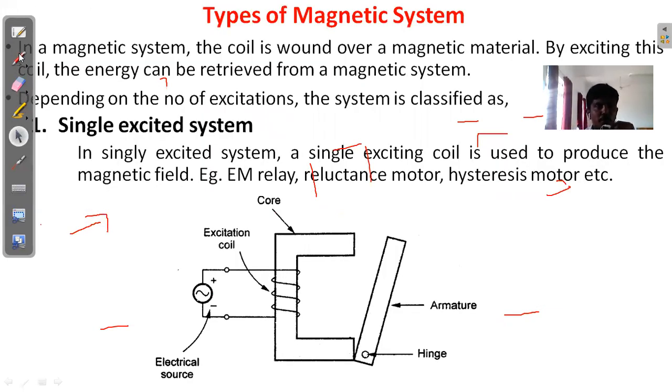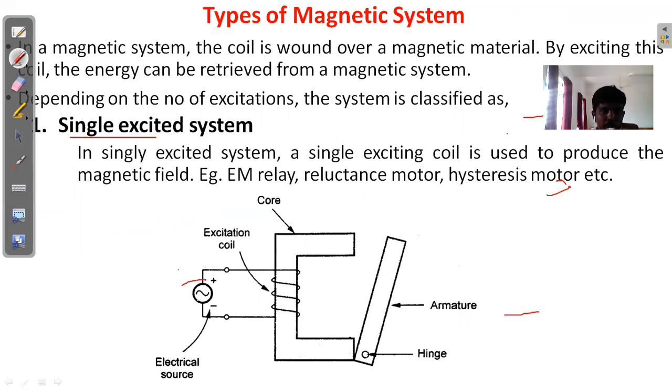There are two types of systems used here: one is a single excited system and the other is a multiple excited system. In each machine we can use a different type of coil and different inputs. According to the number of inputs, or excitations, the systems are classified. One is the single excited system. Examples are the electromagnetic relay, reluctance motor and hysteresis motor. See the diagram here.